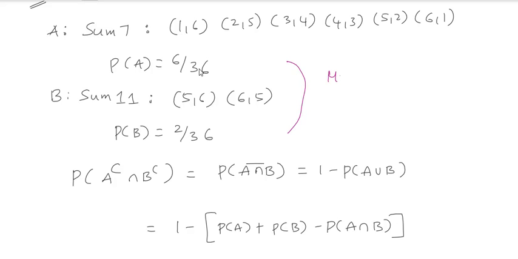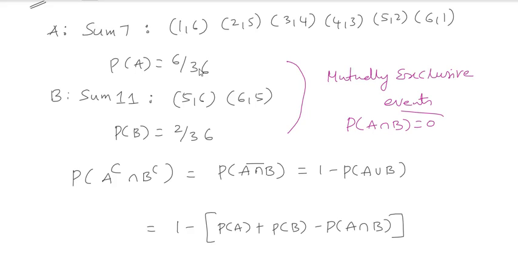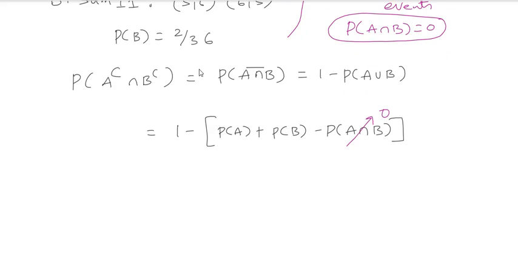This I used to call mutually exclusive events. For mutually exclusive events, probability of A intersection B is 0. So hence this directly I can make 0, and you can substitute the values.